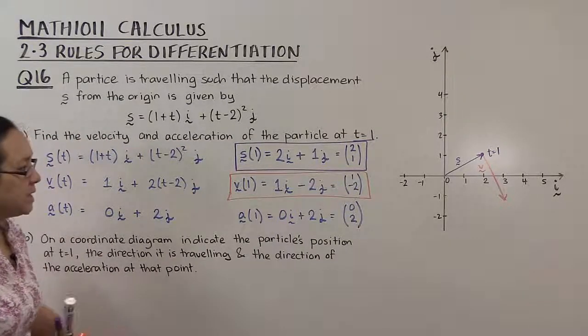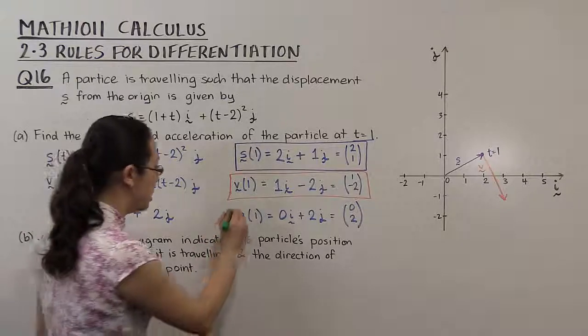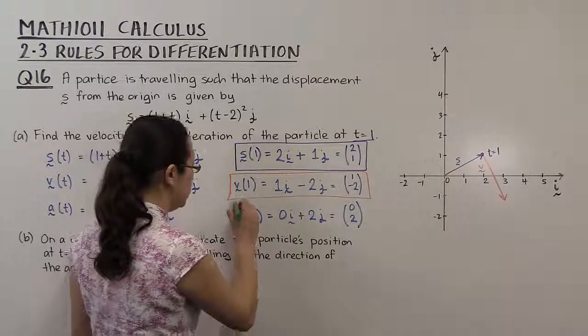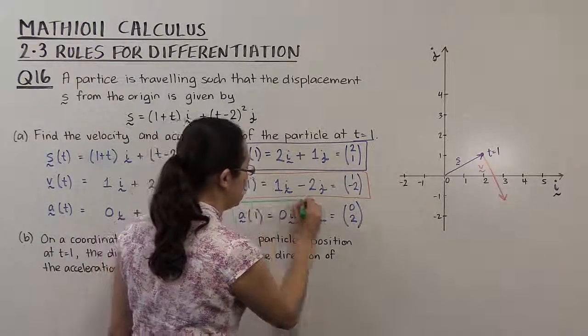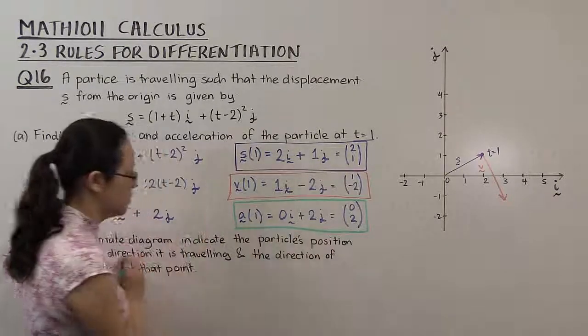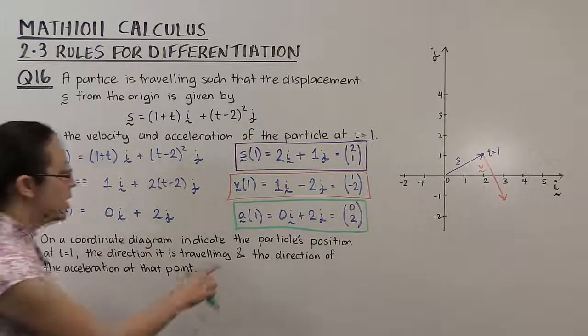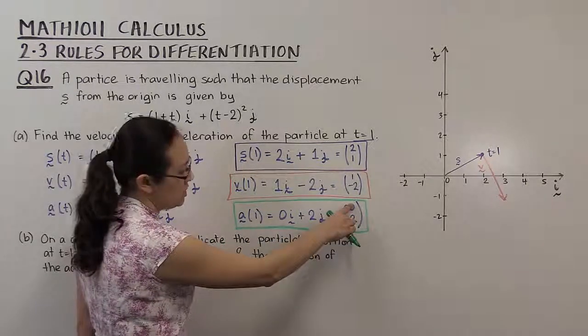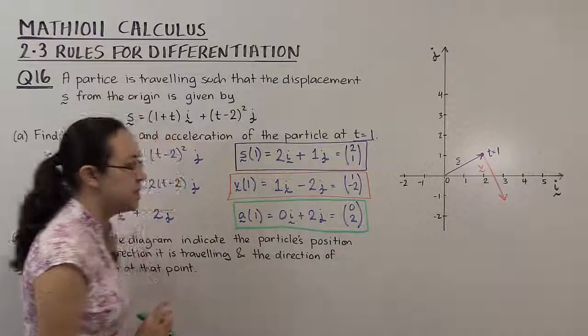And lastly, the acceleration. So you can kind of think of acceleration as a force. Force is mass times acceleration. So this is kind of the force that's making it change its direction or making it speed up or slow down. So that's 0 in the i direction, 2 in the j direction.